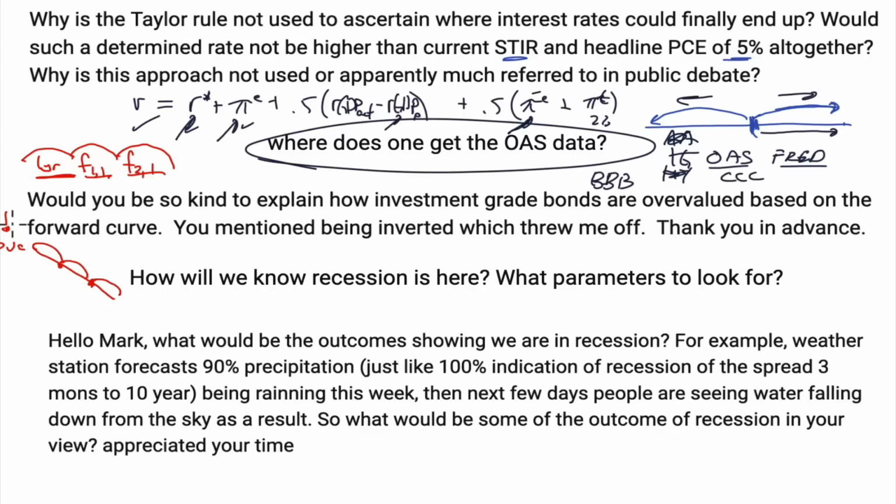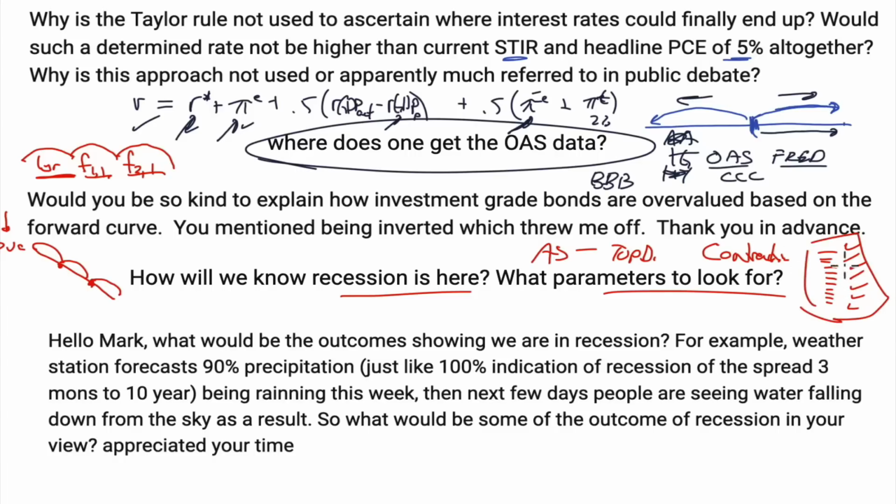unless there's a recession. How will we know recession is here? What parameters to look for? If you have the applied series in the top-down folder, there is a video up now called contraction, and it will give you a whole bunch of indicators to look for. And the more indicators that are showing a recession signal, the higher the probability of recession. You'll know you're in a recession because everything's negative, and unemployment is rising. GDP is negative and unemployment is rising. Those are the two big things.